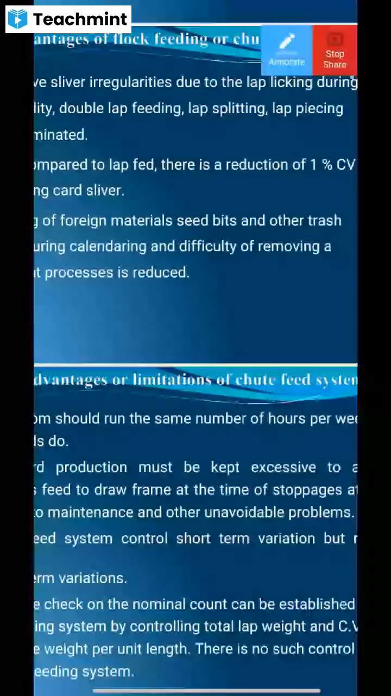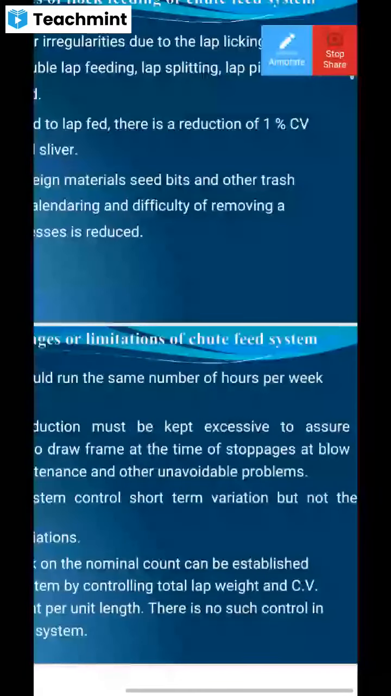Then some of the disadvantages and limitations of chute feeding system are given below.